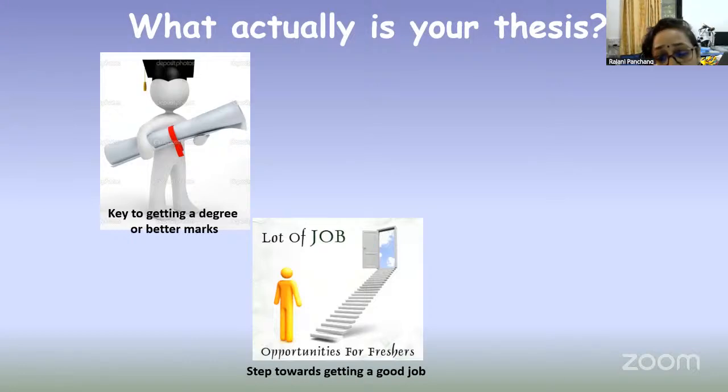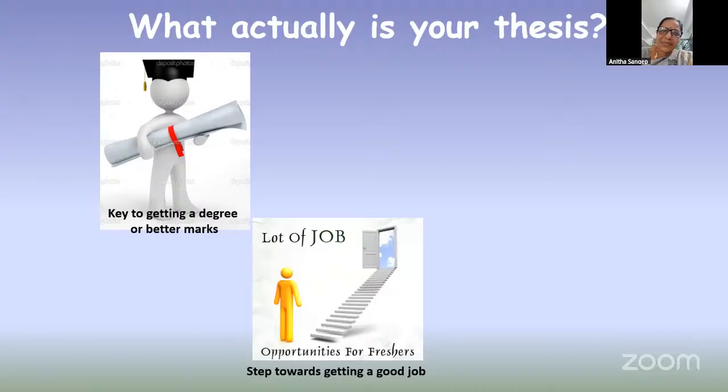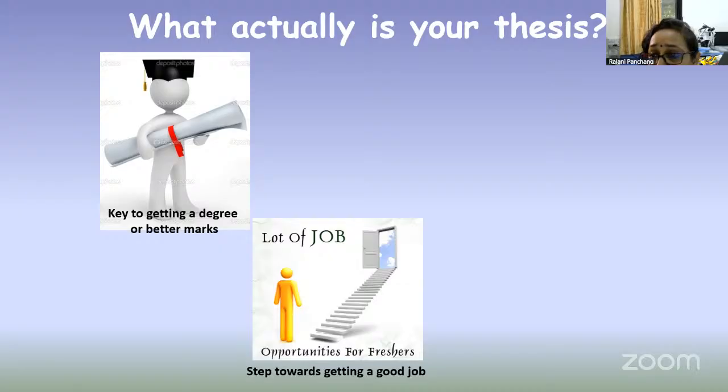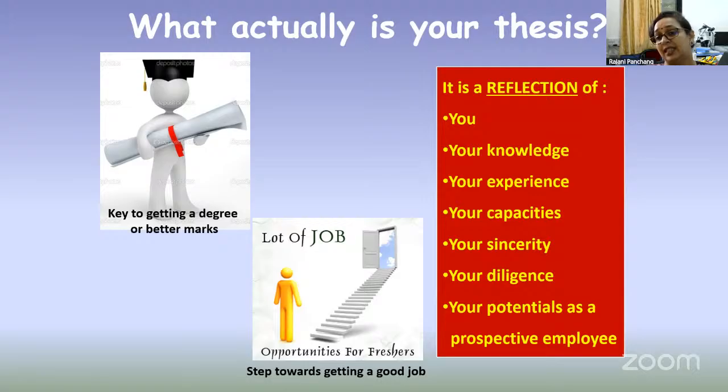Most of us want to do that. Everyone wants to get better, a better degree. Everyone wants to be more skilled. So I look at it as your thesis is you.